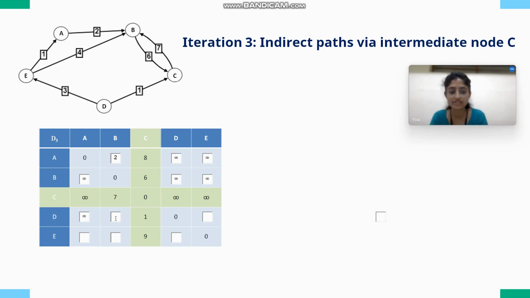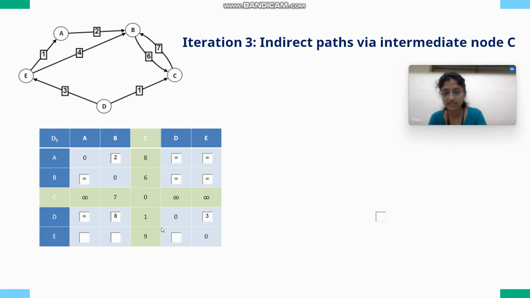Our previous entry for d comma b was infinity. Now we'll see the minimum value. D comma b earlier was infinity. Now we'll see d comma c plus c comma b. D comma c is nothing but 1. C comma b is 7. 1 plus 7 is 8, which is a lesser value than infinity. So our entry will change to 8.